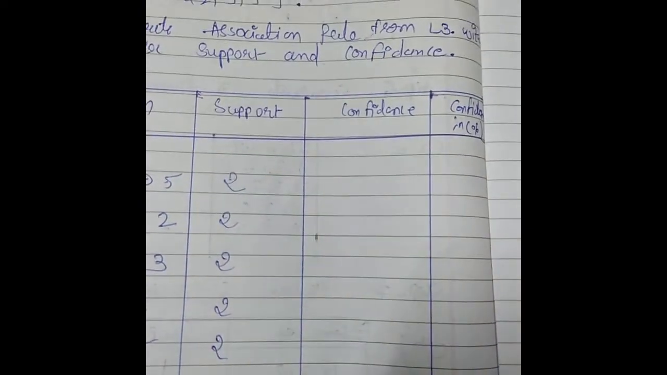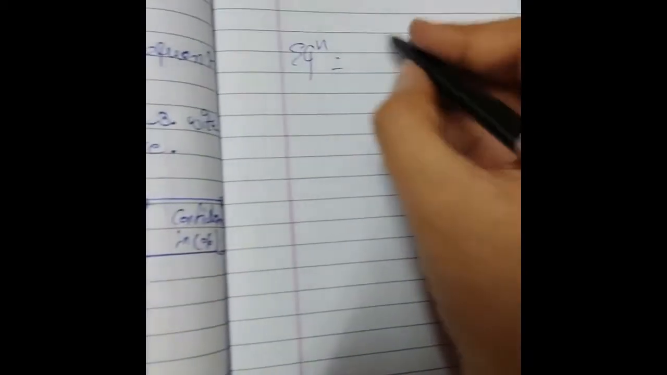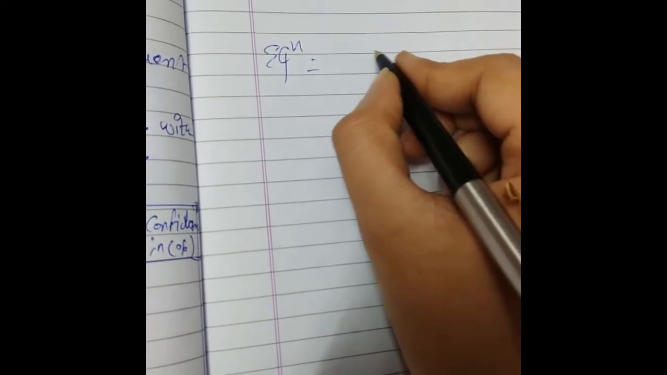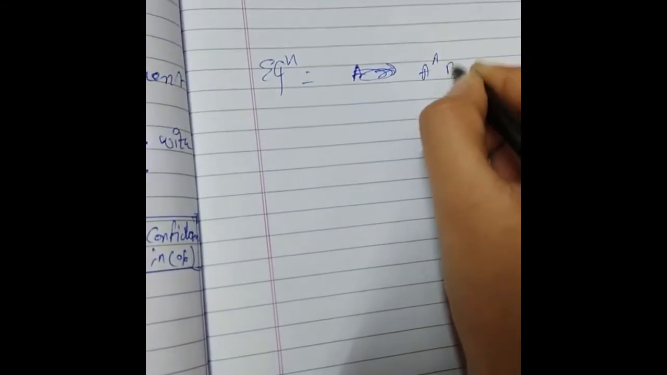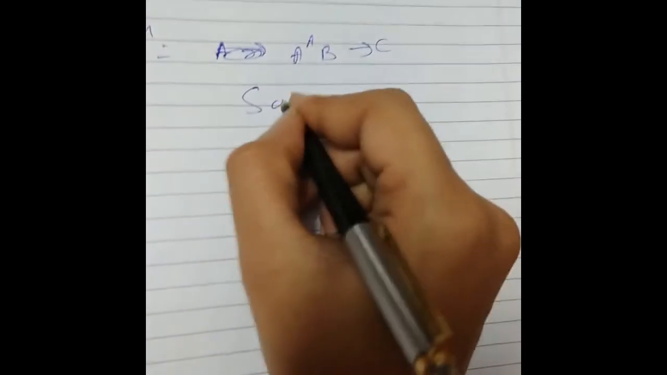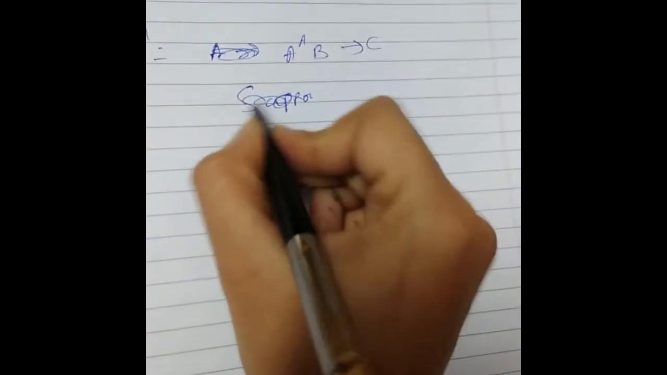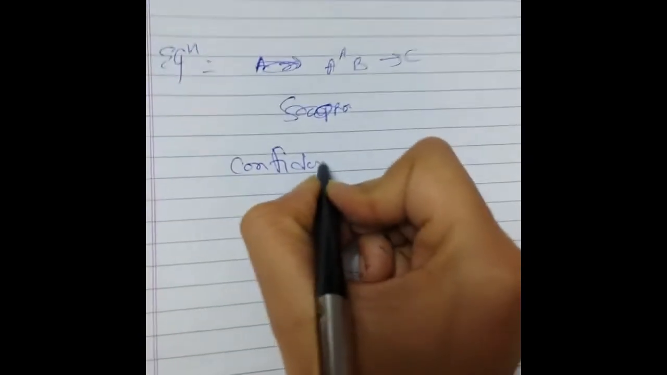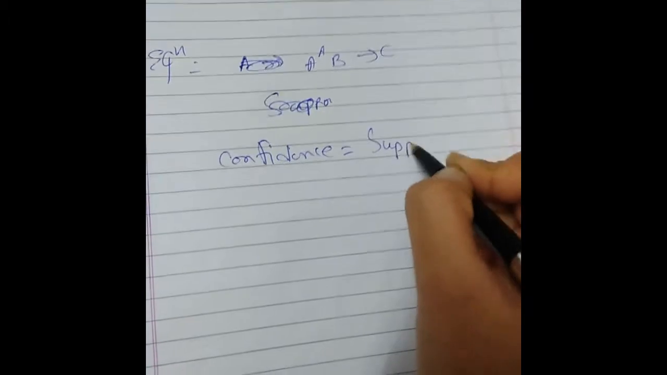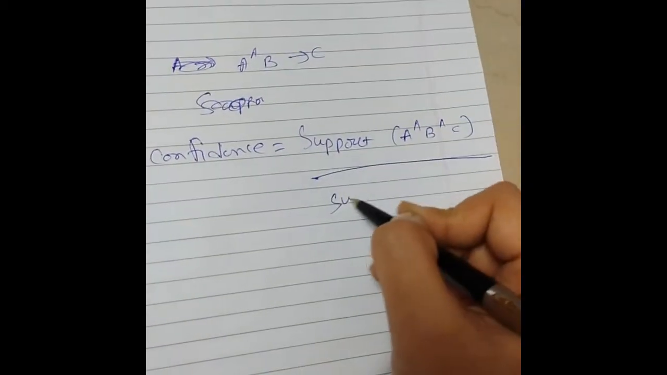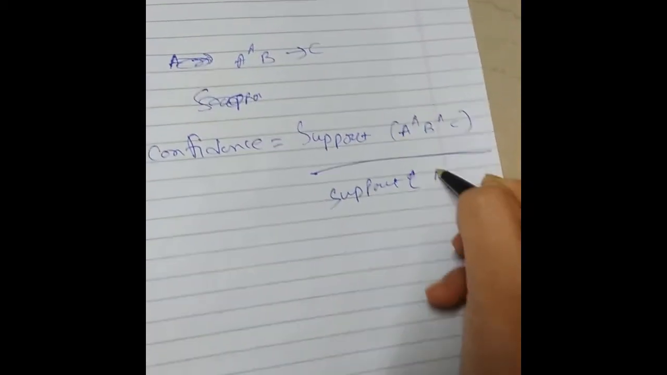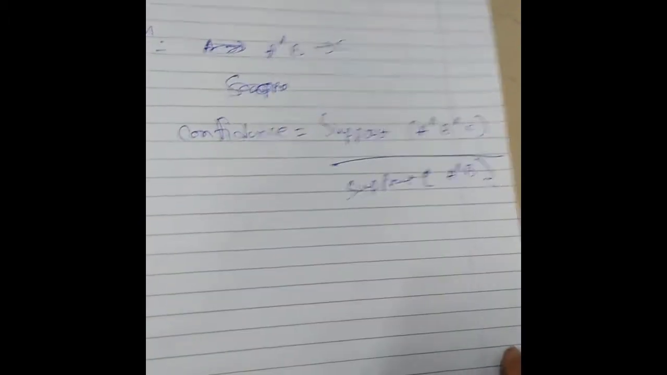Now we have to find the confidence. We already learned in our previous slides the equation for confidence: if A and B imply C, then the confidence is equal to the support of A and B and C divided by the support of A and B. So this is the equation for finding the confidence.